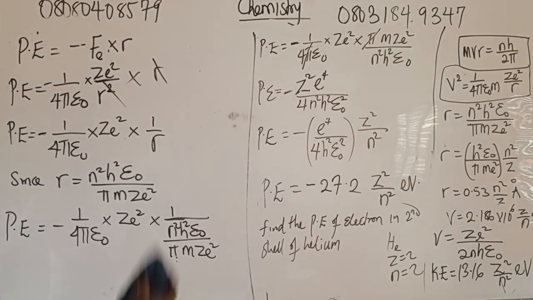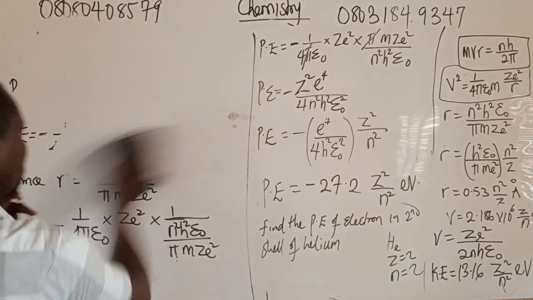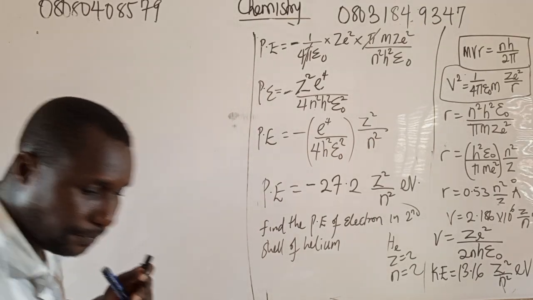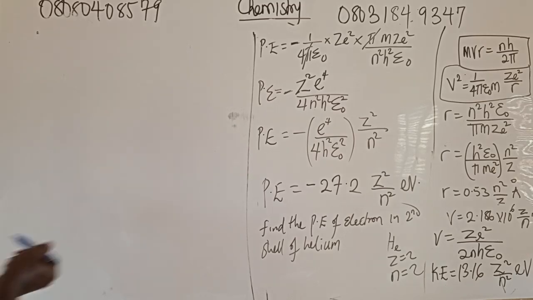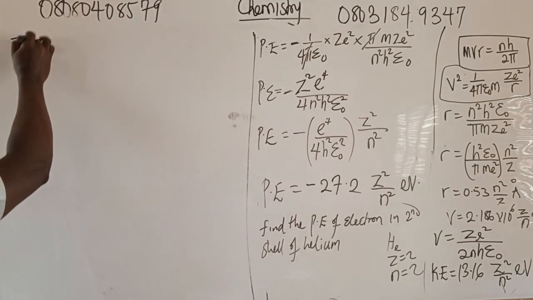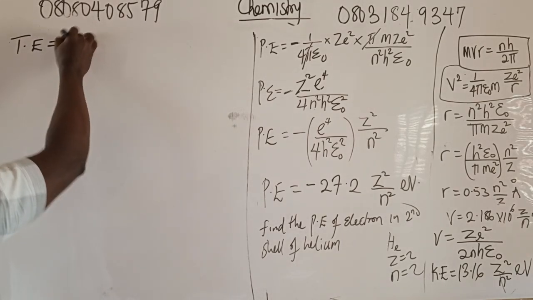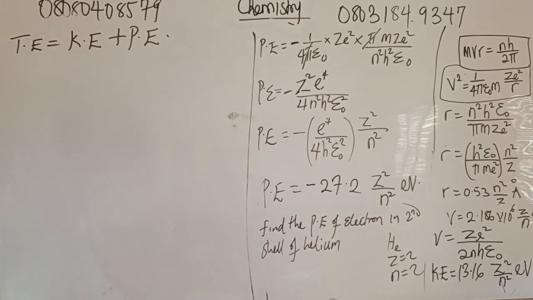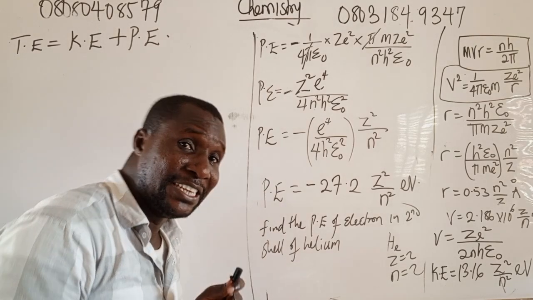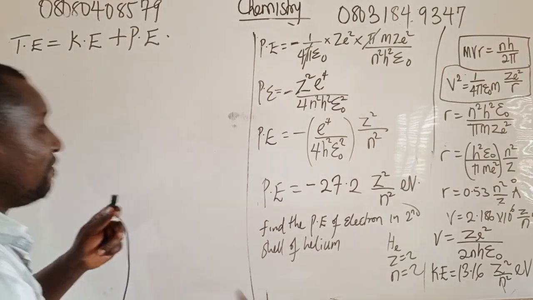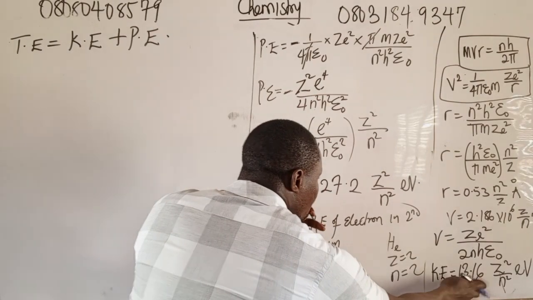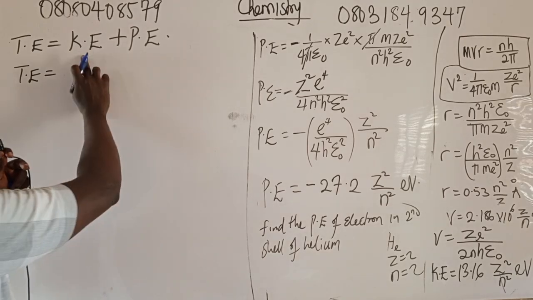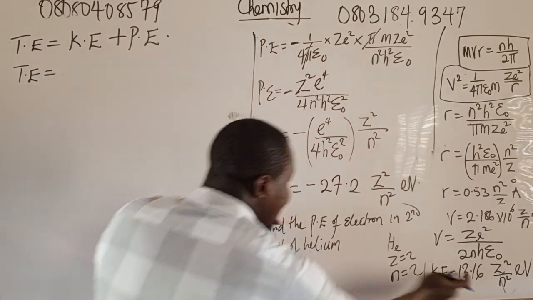Total energy. Total energy is kinetic energy plus potential energy. Take note. Total energy is what? Kinetic energy plus potential energy. Very easy. Total energy possessed by the electron is equal to kinetic energy plus potential energy. What is the kinetic energy?